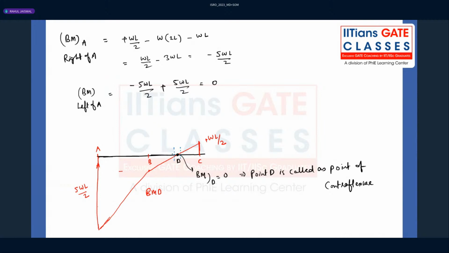But here, what I'm saying is, whenever the bending moment changes sign at a particular point, see here, point D, just to the right of D we have positive bending moment, just to the left of D we have negative bending moment. So that's how at point D it changes from positive to negative bending moment. That's why we call this a point of contraflexure. Is that clear, all of you?